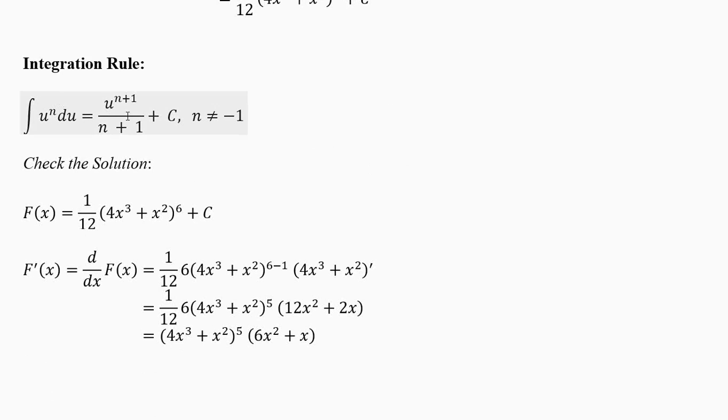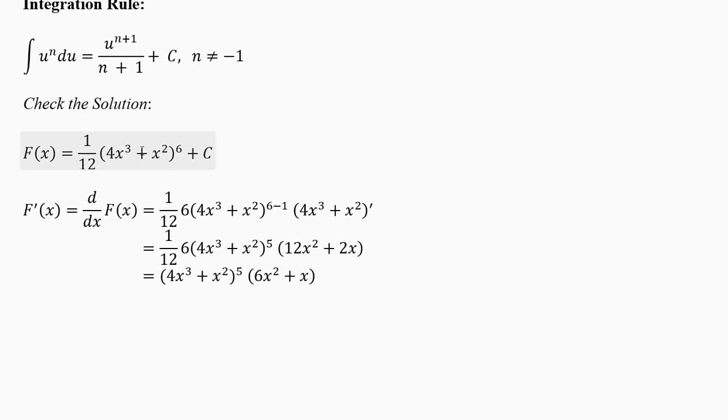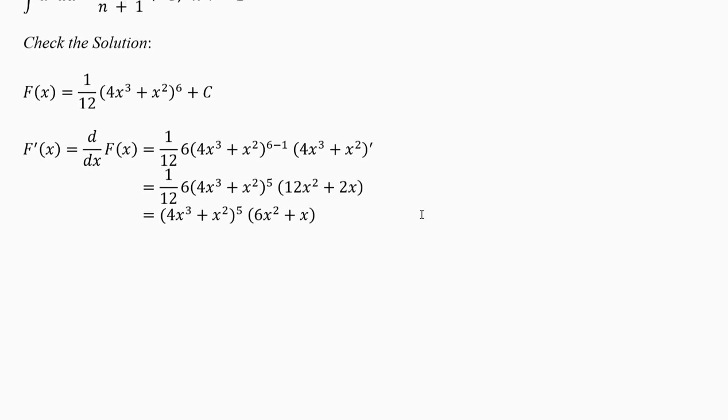Now this is the integration rule which we are going to use again and again, and we will try writing it in every solution of every problem. You can again differentiate in 2-3 steps and check the answer.